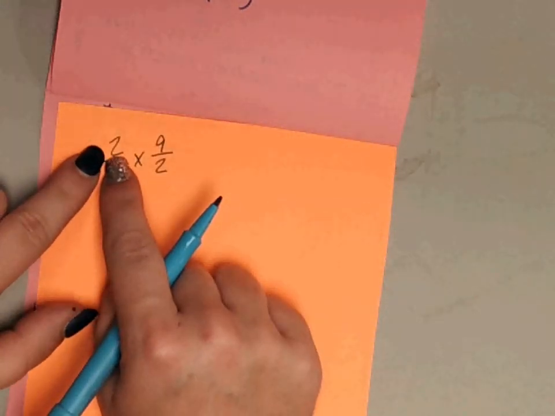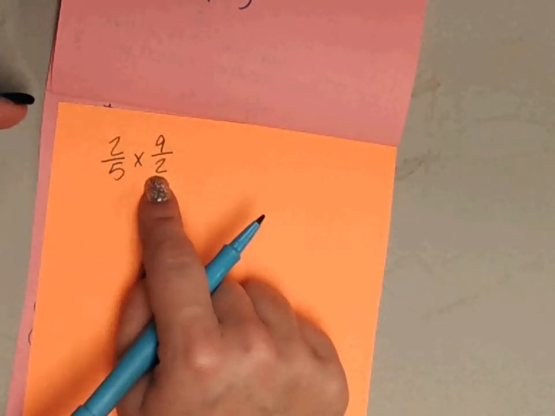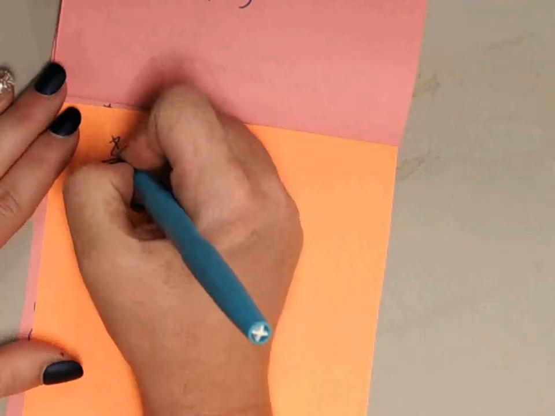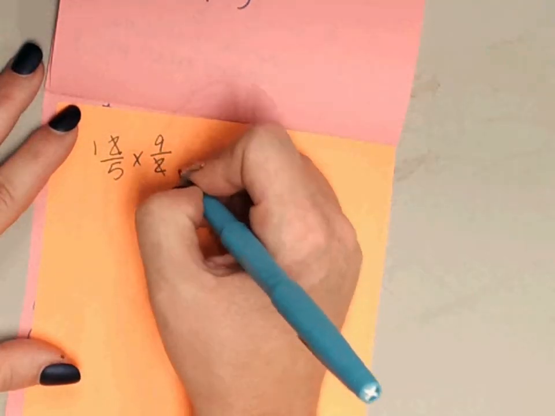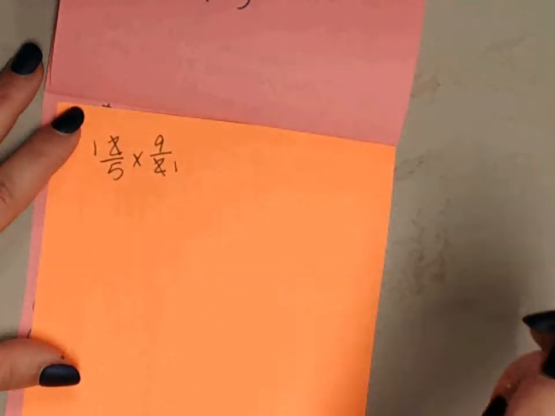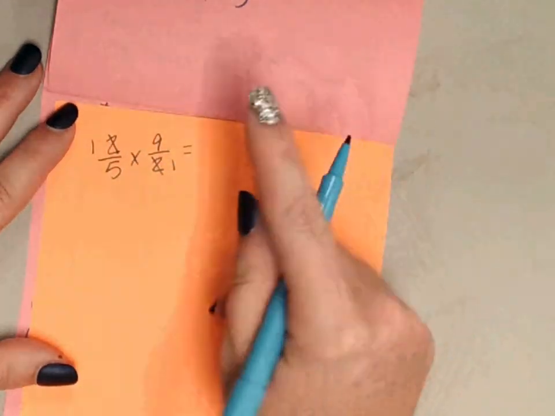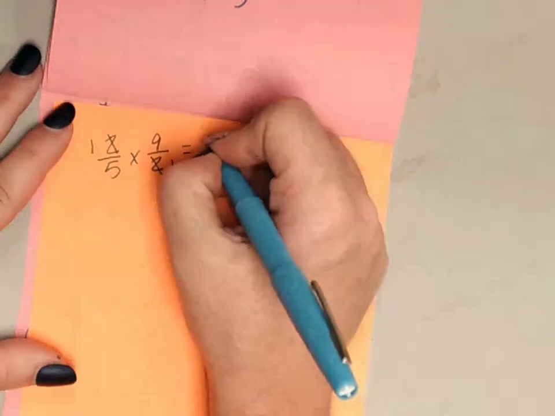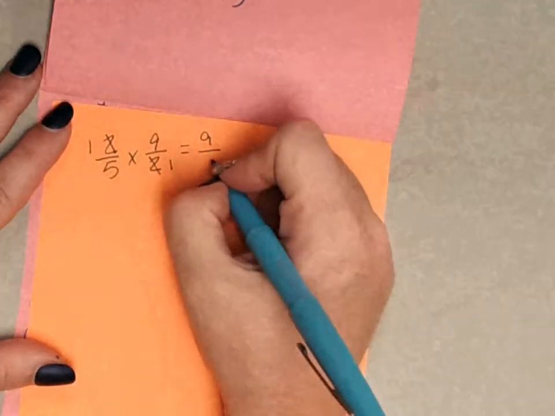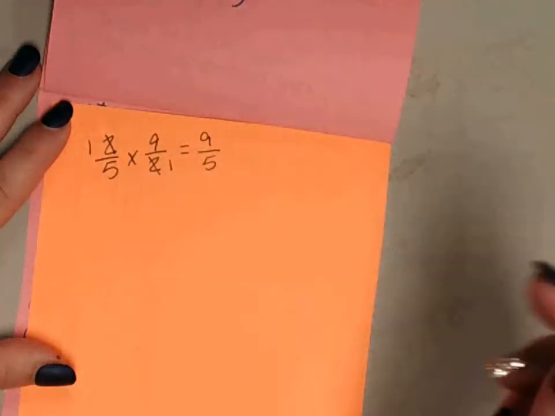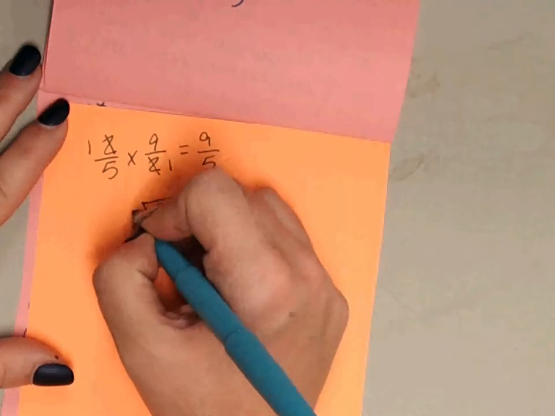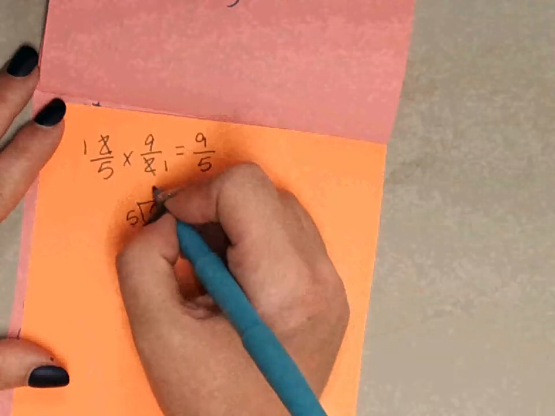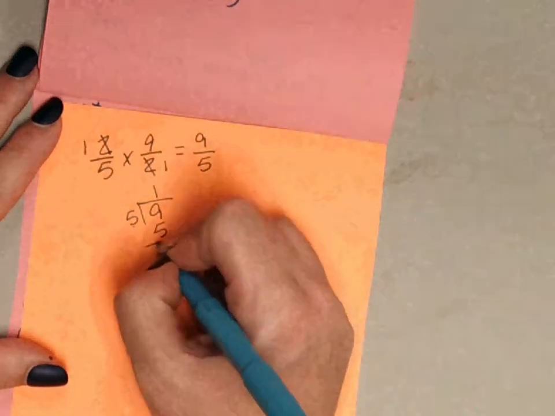But there is a number that will go between 2 and 2. It's 2. So 2 goes into 2 one time, and on the bottom, 2 goes into 2 one time in your denominator. Now we can multiply across. 1 times 9 is 9. 5 times 1 is 5. So we end up getting the same answer, because if we do 9 divided by 5, 5 goes into 9 one time, which is 5.